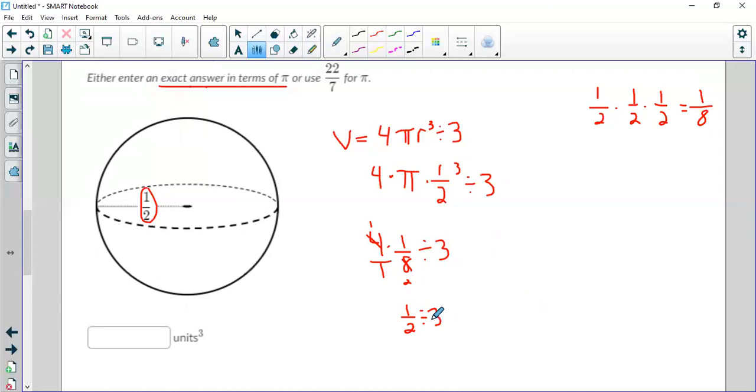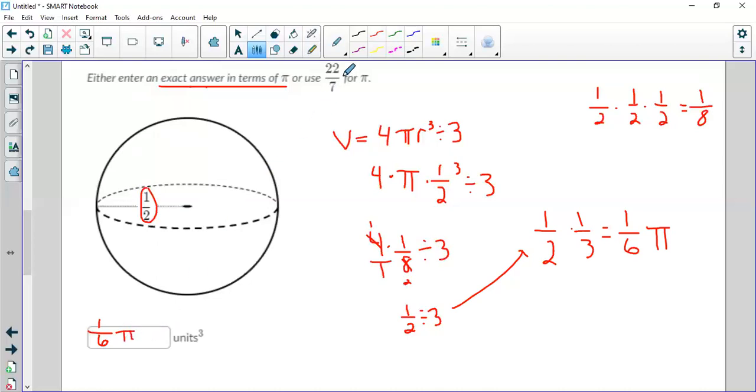Well, dividing by 3 is the same as multiplying by 1/3. So now it's 1/2. I'm out of space here, so I'm going to come up here. 1/2 times 1/3, which is 1/6. So all these nasty fractions and numbers got me a 1/6, and that has to get multiplied by pi. So I'm just going to stick a pi on there. 1/6 pi is my answer. That's my answer written exactly in terms of pi.